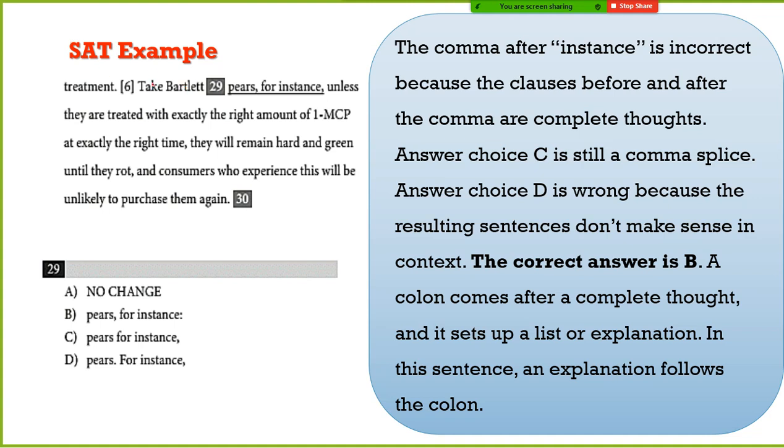Okay, but this is not an introductory phrase. Take, it's like an order, so it's the verb, and the subject is hidden. Bartlett pears, this is the object, for instance. So it's a complete thought. Take Bartlett pears as an example, he means. Unless they are treated with exactly the right amount. B is correct, because it comes after a complete thought, and it's also followed by a list of things, an explanation for the rest of things.